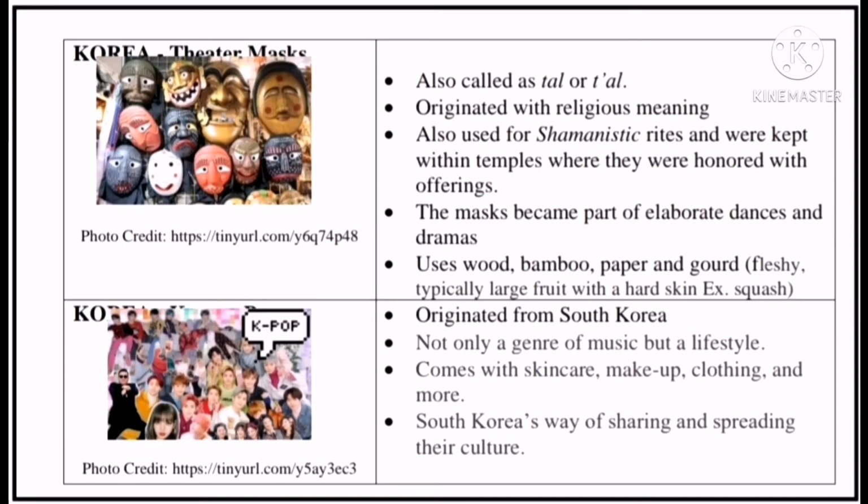Next, we have the theater mask. It is also called tal. It originated with religious meaning, was also used for shamanistic rites, and was kept within temples where it was honored with offerings. When we say shamanistic rite, it means a religious practice believed to interact with spirits. Korean masks became part of elaborate dances and dramas. They use wood, bamboo, paper, and gourd.